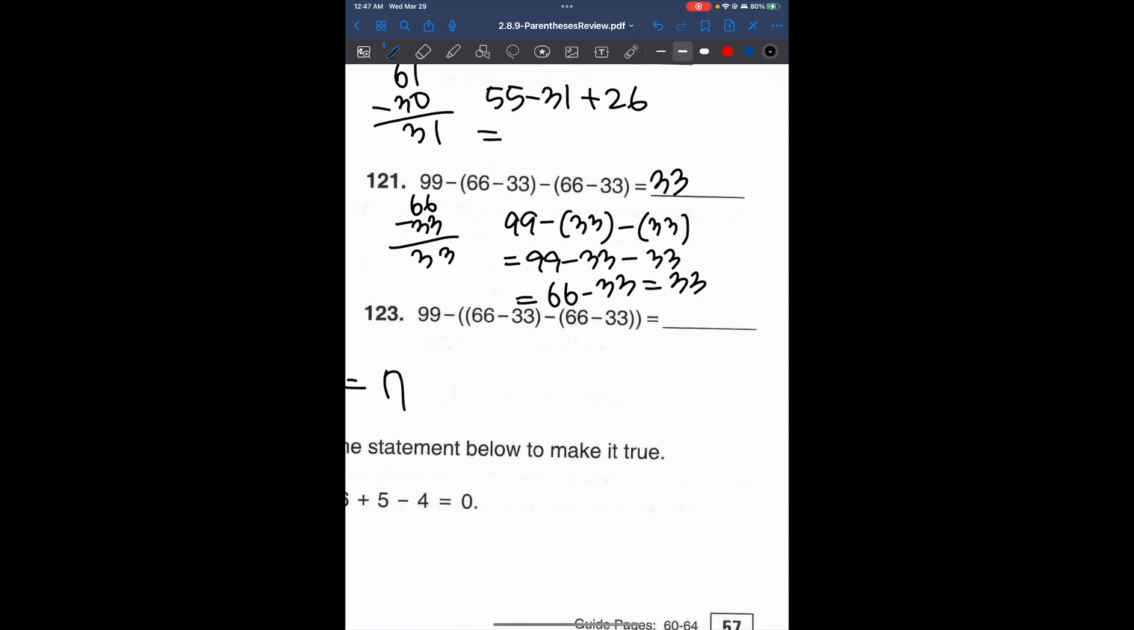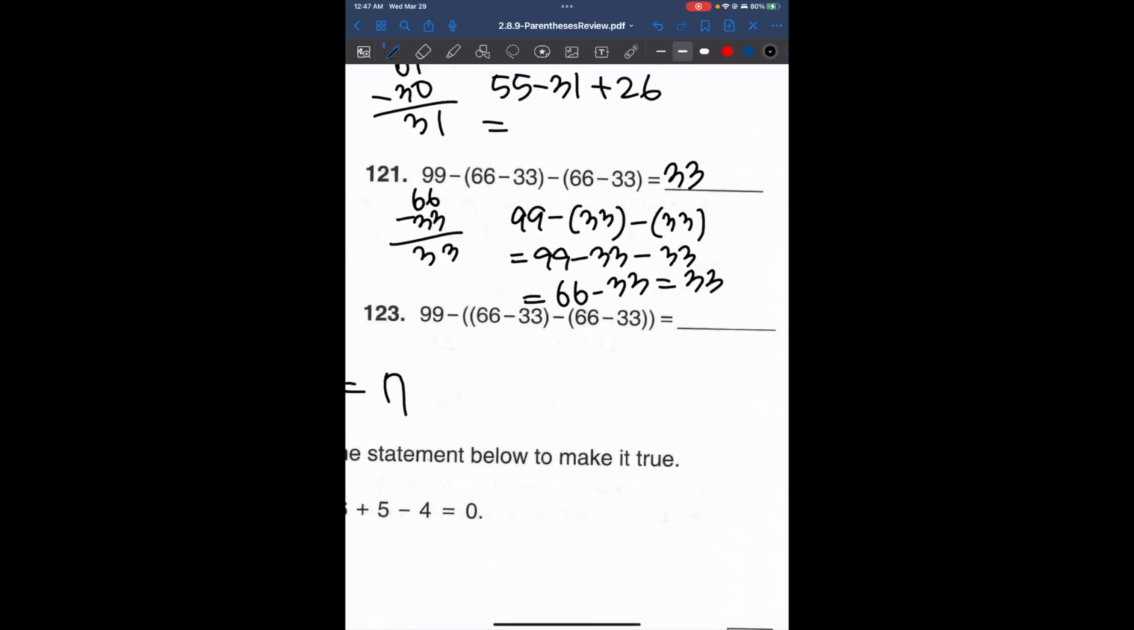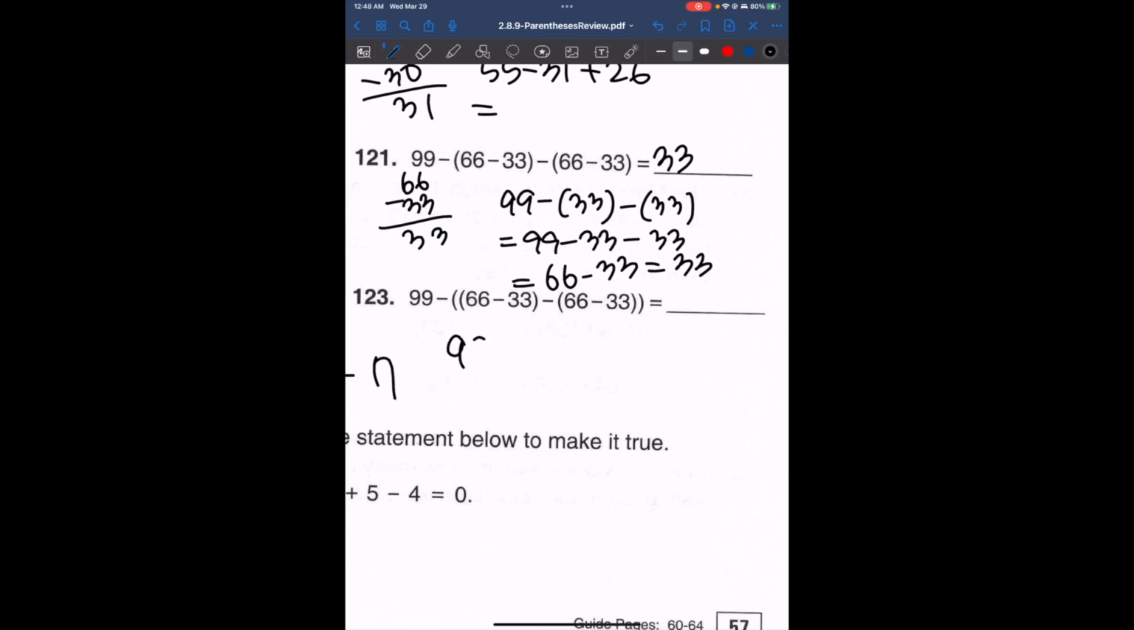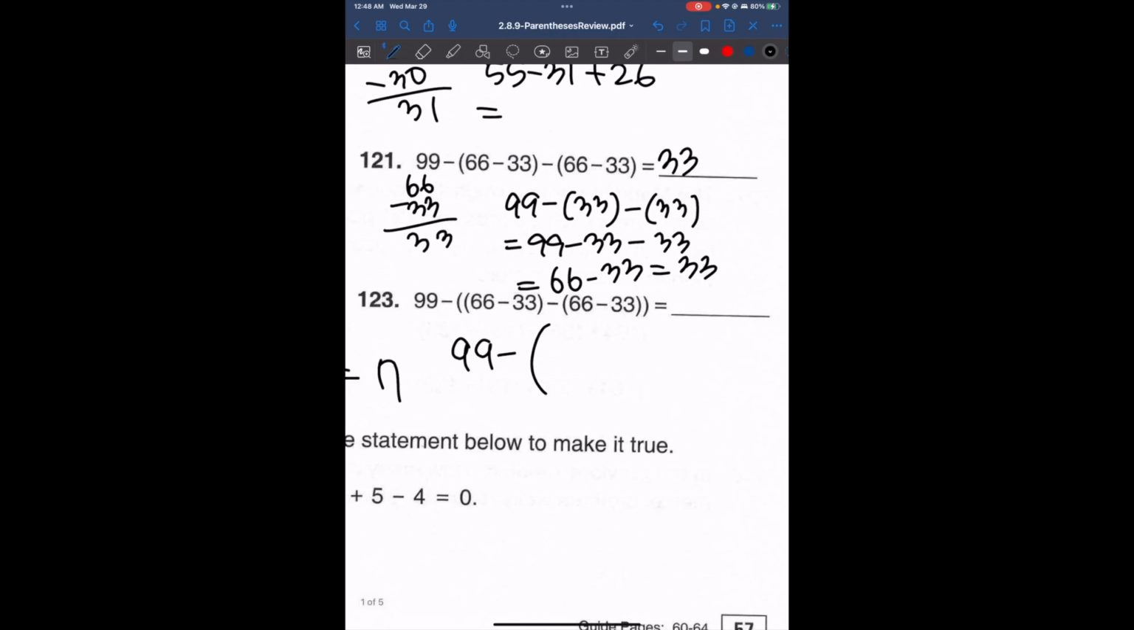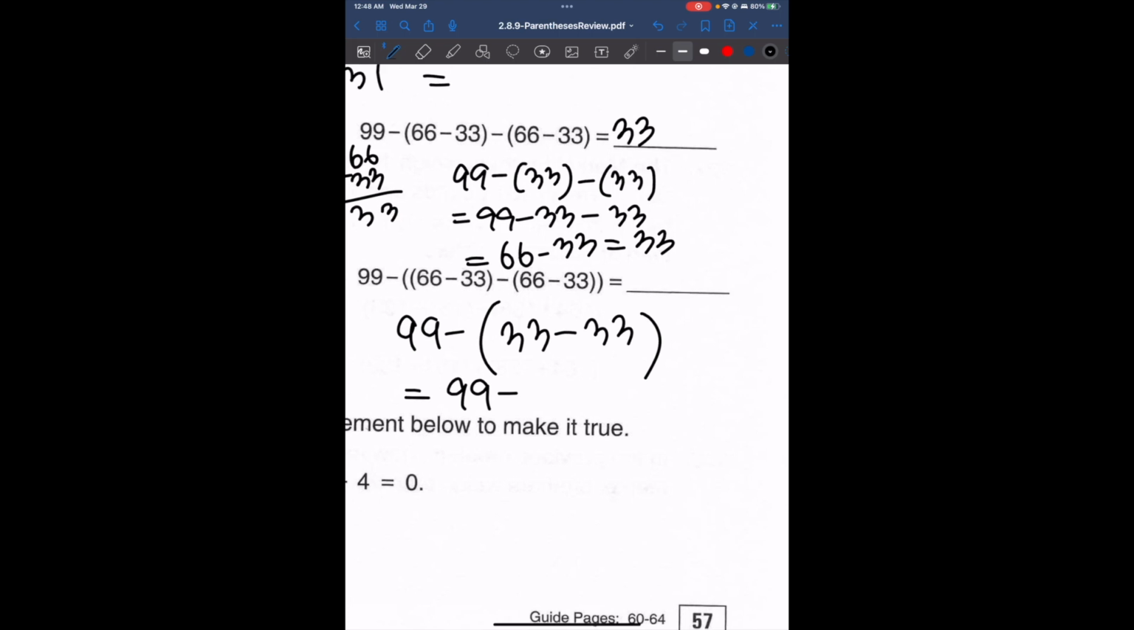Now look at problem 123. Again, we prioritize the innermost parentheses in order. We have 99 minus the big parentheses. The small parentheses is 33. Again, 33. So that's 99 minus 33 minus 33, which is 0. So 99 minus 0 is 99.